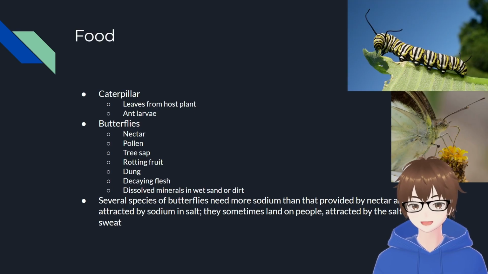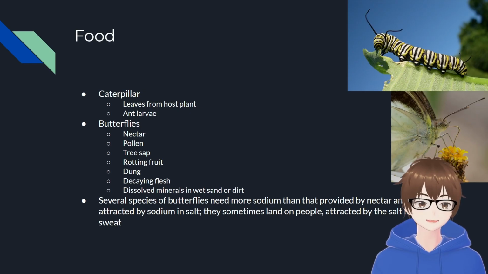Several species of butterfly need more sodium than is provided by nectar and are attracted to the sodium and salt. And they'll sometimes land on people attracted by the salt and human sweat. And then I have a picture here of a caterpillar eating a leaf. And then you can see the proboscis of a butterfly going into a flower getting nectar.